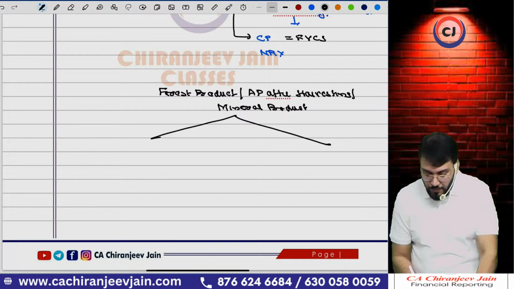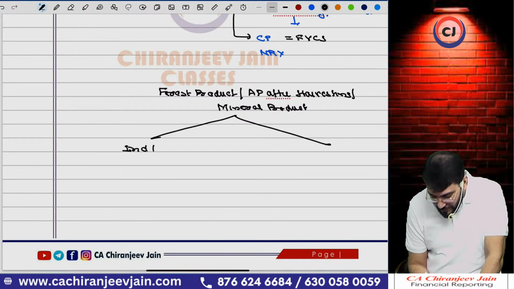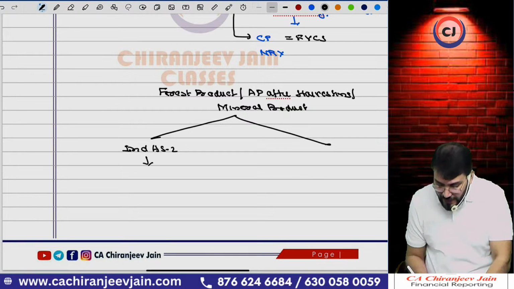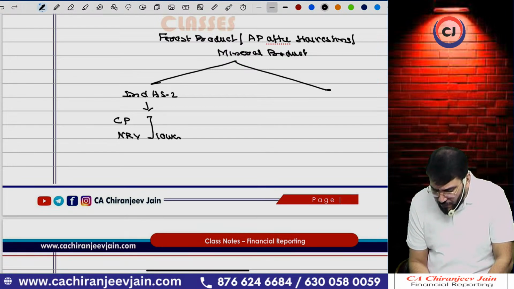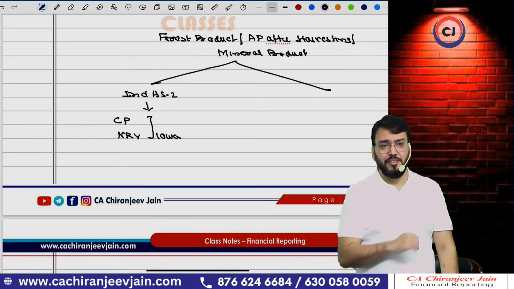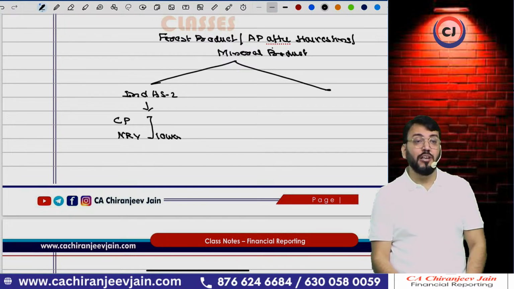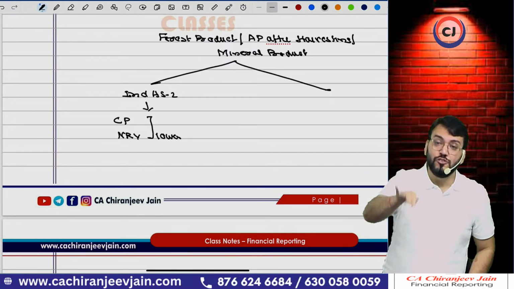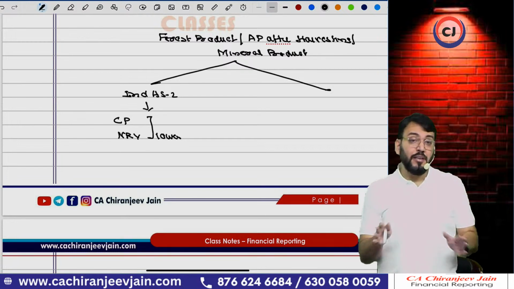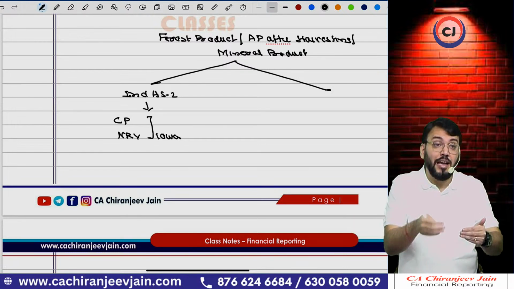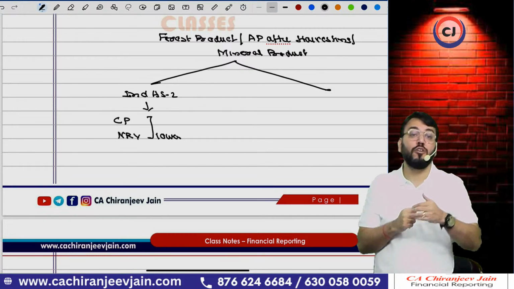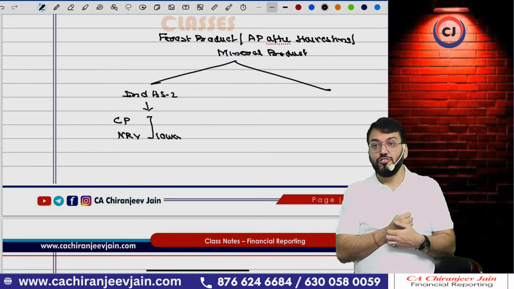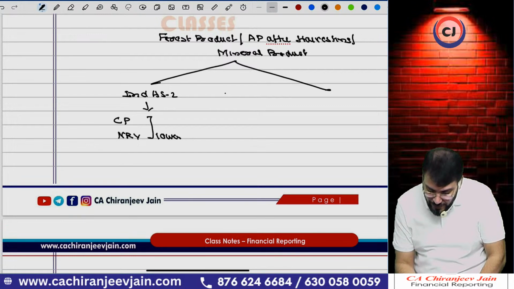Two options. Either you apply Ind AS 2. If we apply Ind AS 2, then what is the valuation criteria? Cost price or NRV, whichever is lower. But for this, cost price determination is very difficult. For agriculture produce after harvesting, they have given that fair value less cost to sell will become the cost price. But for mineral product at the time of extraction, there is no such Ind AS. So how to determine the cost price? One question will come now. So therefore, one option has been given.